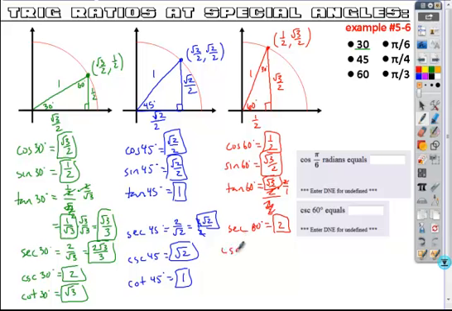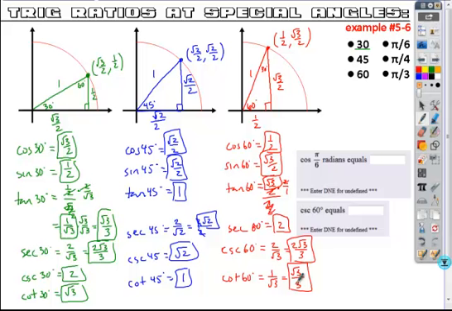The cosecant is the reciprocal of root 3 over 2. So here you get 2 over root 3. Dividing by root 3 is like multiplying by root 3 and dividing by 3. So you get 2 root 3 over 3. And then finally, the cotangent of 60 degrees is the reciprocal of root 3. So 1 over root 3, which again is equivalent to multiplying by root 3 and dividing by 3.